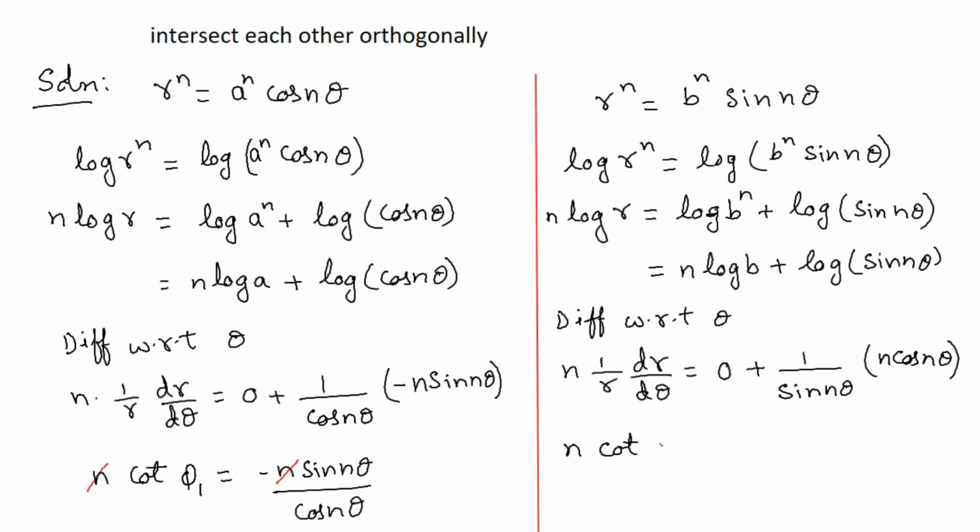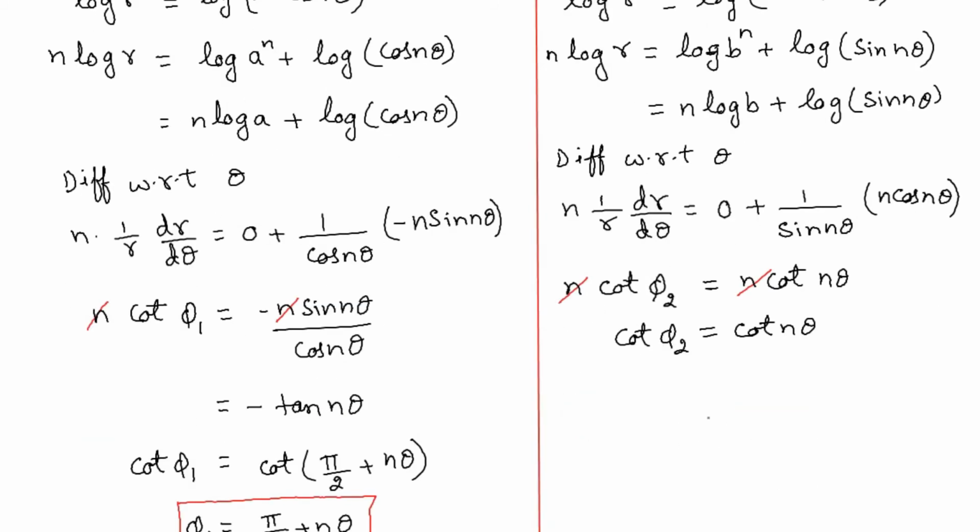For the second curve, I will take it as phi 2. That is equals to n into cos by sine, which will be cot. So we'll be getting cot of n theta. You can see that this value of n and n will cancel out. So we are left with cot of phi 2 is equals to cot of n theta. This equality will hold good if the value of phi 2 is equals to n theta. Hence, the value of phi 2 is equals to n theta.